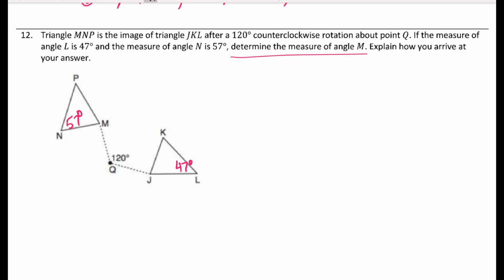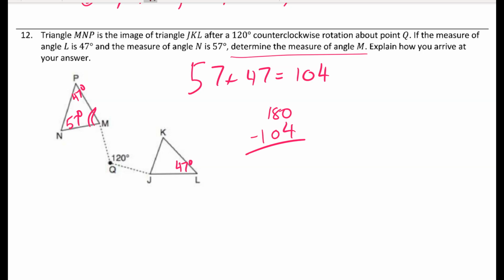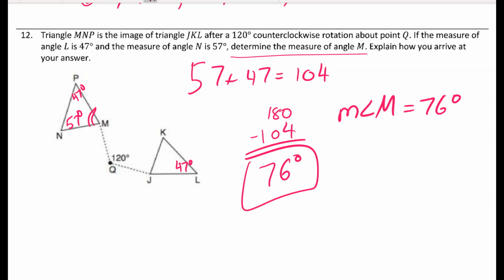Well, if I'm thinking about this as a rotation, L should coincide with P if I were to rotate this back. So I know angle P also has to be 47 degrees. And now if I want to find that missing angle of a triangle, I know the triangle interior angles should sum to 180. So if I do 57 plus 47 to get 104, and then subtract that from 180, I find that that missing angle should be 76 degrees. So the measure of angle M in this case is just 76 degrees.